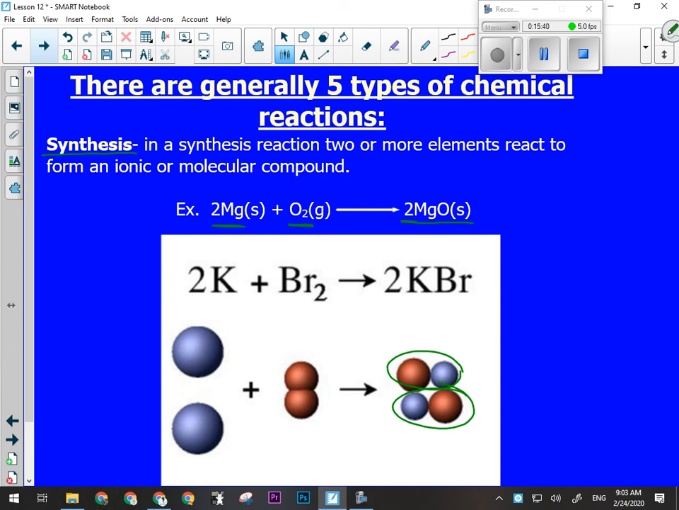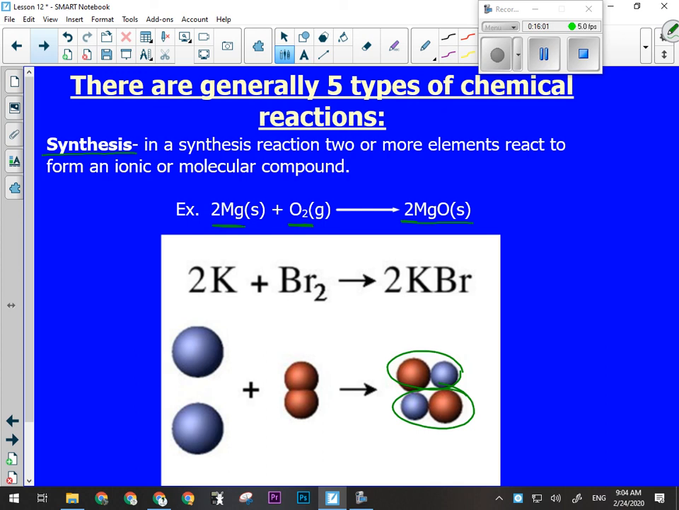This reaction has taken two elements and produced a single compound. So synthesis reactions are the only reactions that start with two elements. Questions on synthesis reactions? So two elements combine to form one compound.